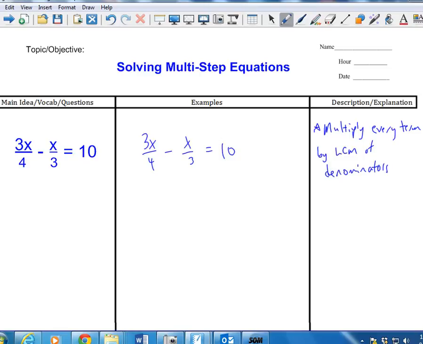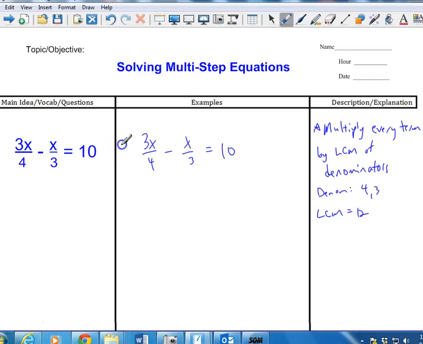Probably sounds harder than it actually is. The denominators, here's what I have. I have denominators 4 and 3. So the LCM of 4 and 3, the first number they both go into, is 12. So I am going to multiply every term by 12.